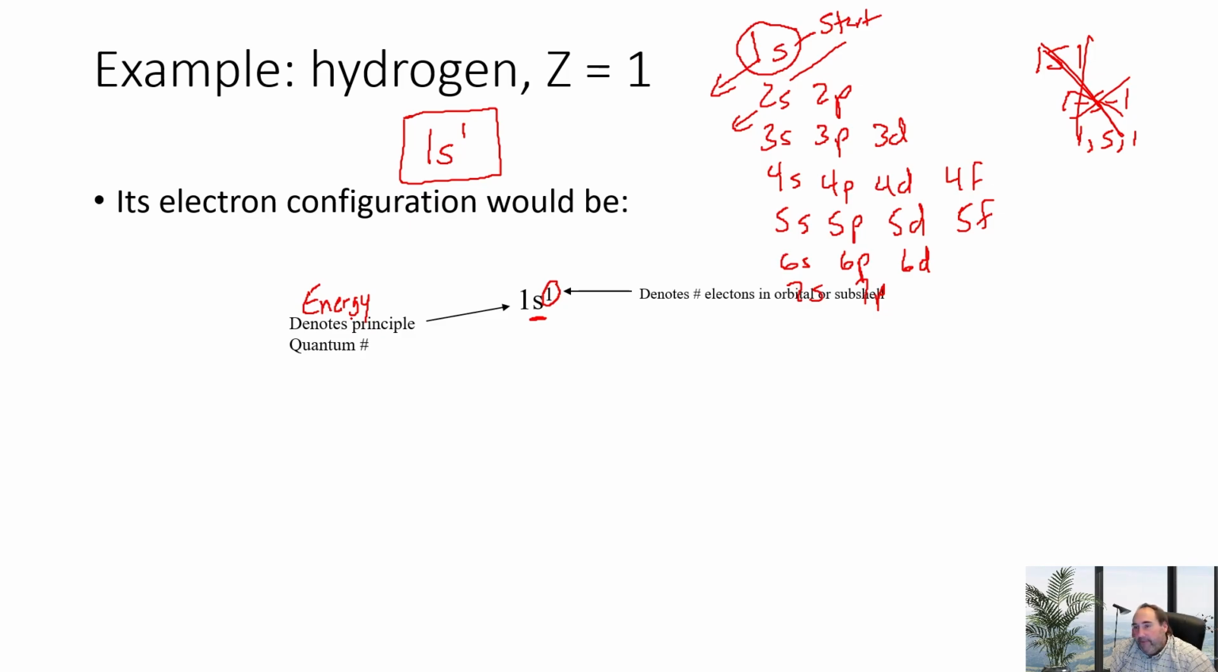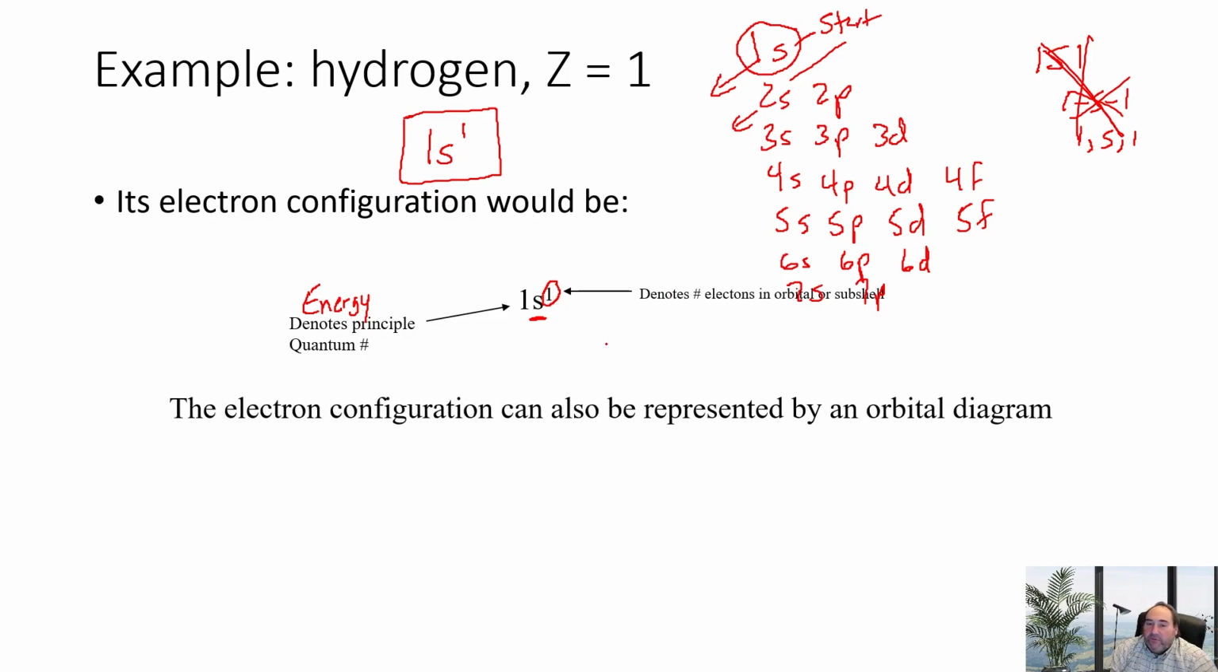We can also represent electron configuration with what is referred to as an orbital diagram. An orbital diagram uses either boxes or lines to represent the orbitals, and it also uses arrows to represent the electrons that are there. So for hydrogen, we would need one box or one line, and that would represent our 1s orbital. In that 1s orbital, we have one electron, and we represent that with an arrow.